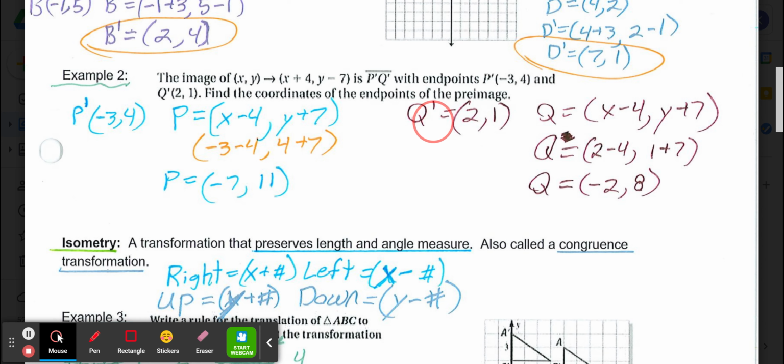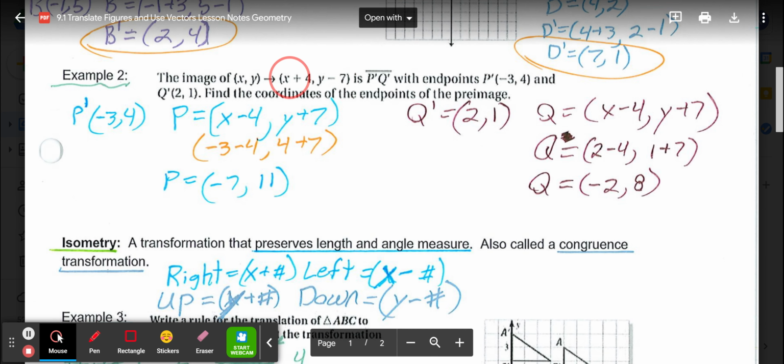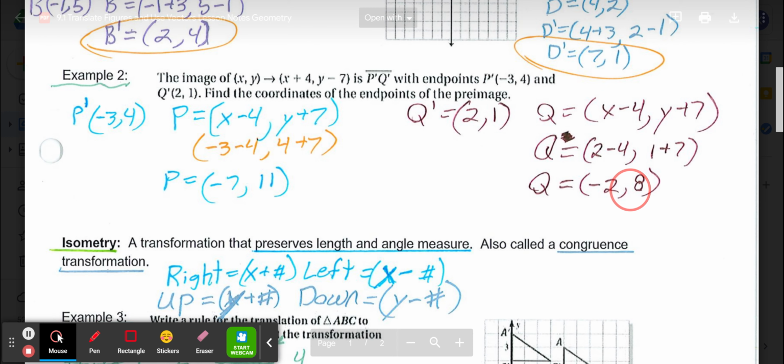Then we do the same if Q prime was at (2, 1). We're working our translation backward. So x minus 4, y plus 7. So 2 minus 4, 1 plus 7 gives us Q's original coordinate of (-2, 8).